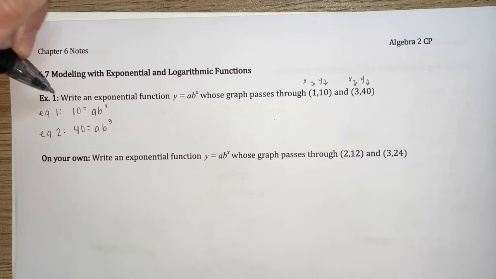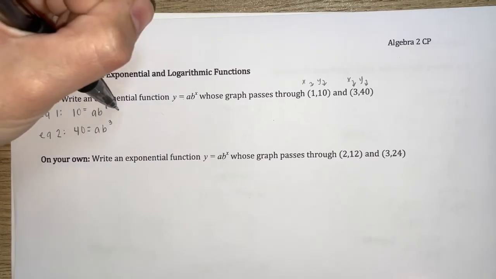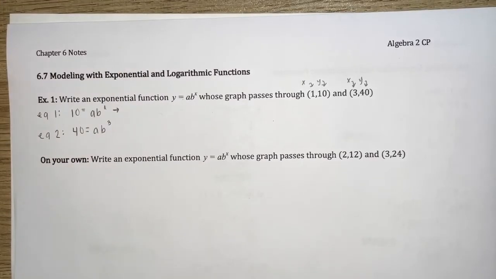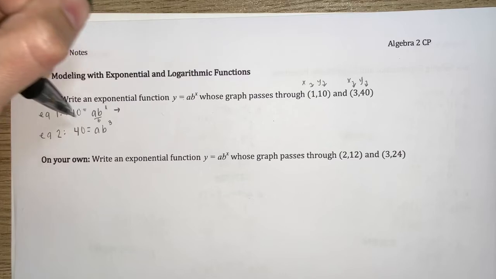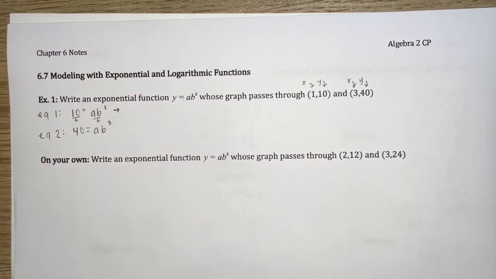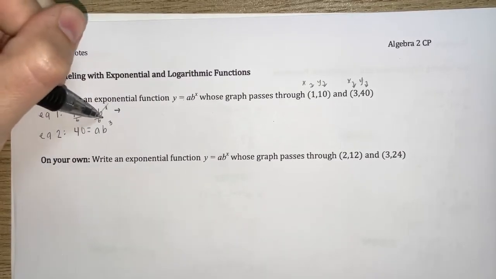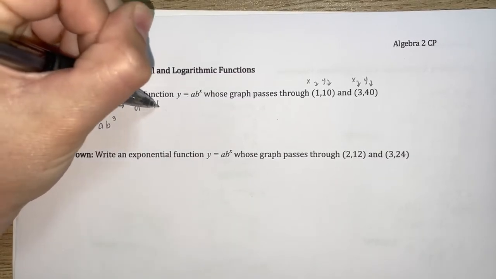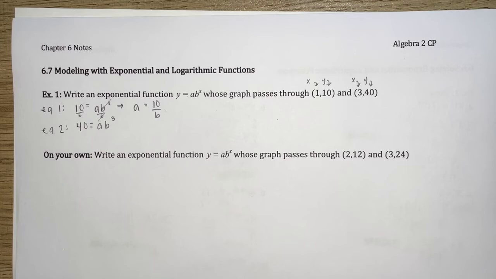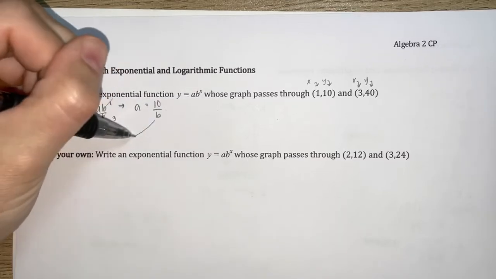So I'm going to solve this first equation for a, and then we'll substitute it into the other equation where a is. So if I solve this first equation for a, that means I have to divide both sides by b. So b to the first power, just b, those cancel out. And I'm left with a equals 10 divided by b. So now that can get substituted into the second equation where a is.